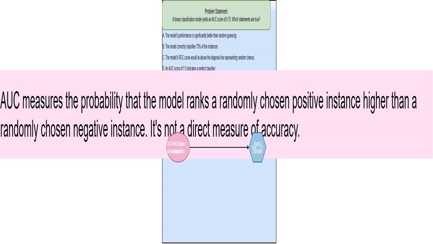The ROC curve displays the trade-off between true positive rate, sensitivity, and false positive rate, specificity, at various classification thresholds. If the AUC is greater than 0.5, you will see that the ROC curve sits above the diagonal line, showing the model performs better than random guessing.